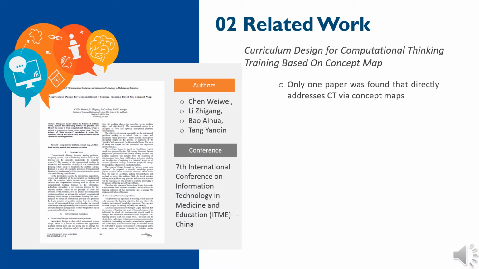Only one paper was found that directly addresses computational thinking, however, via concept maps. This paper suggests systematic knowledge growth patterns to determine the instructional problem of a student learning outcome. They ask a student to transform the course material into a concept map, and later the instructor will identify the instructional problem. So one major difference between our objective and their objectives is that we're using mind maps to support and aid the delivery of computational thinking.